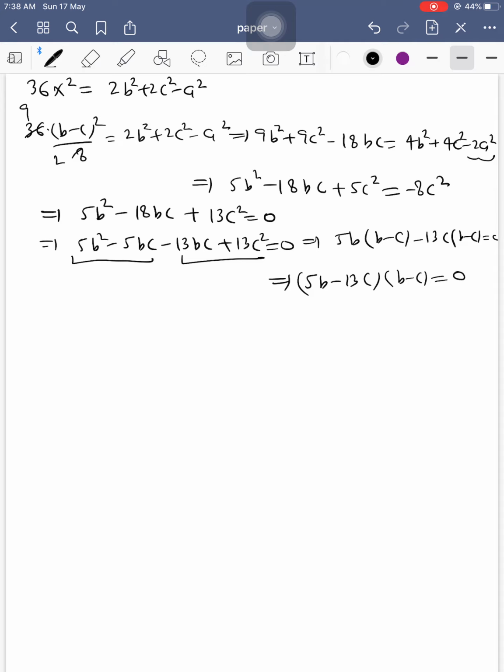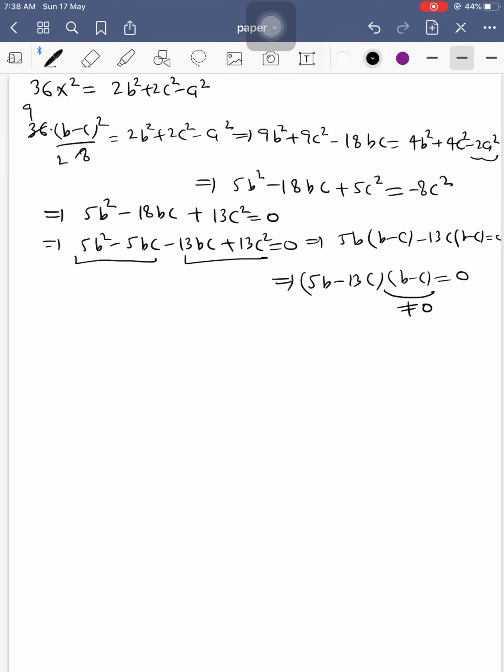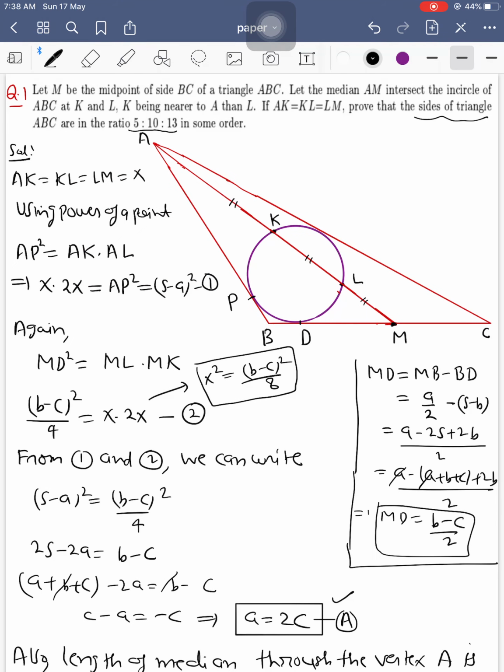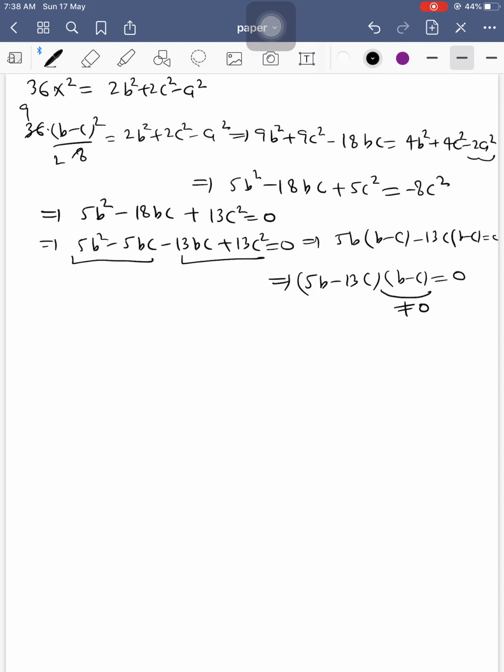But clearly B minus C cannot equal 0, because if B minus C equals 0, if B equals C, then X is what? X equals 0. X equals 0 means AK, KL, LM all are 0. Not possible. Therefore, the only possibility is 5B equals 13C. This is equation number B.